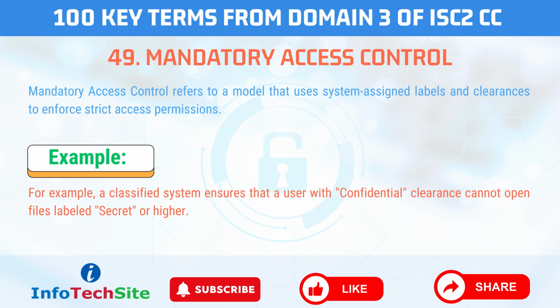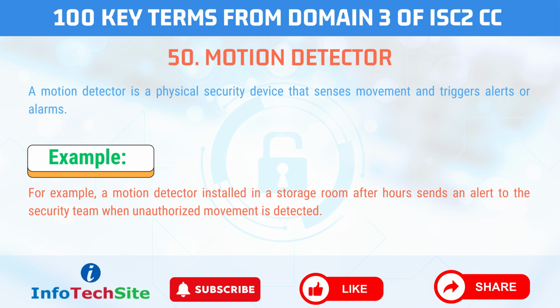49. Mandatory access control. Mandatory access control refers to a model that uses system-assigned labels and clearances to enforce strict access permissions. For example, a classified system ensures that a user with confidential clearance cannot open files labeled secret or higher.